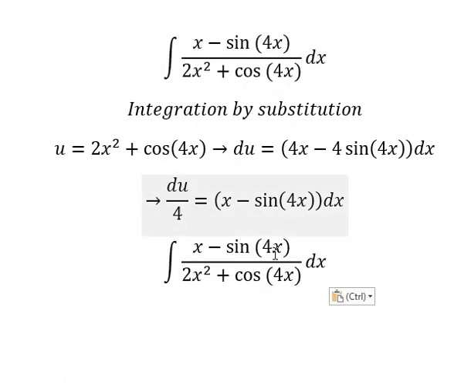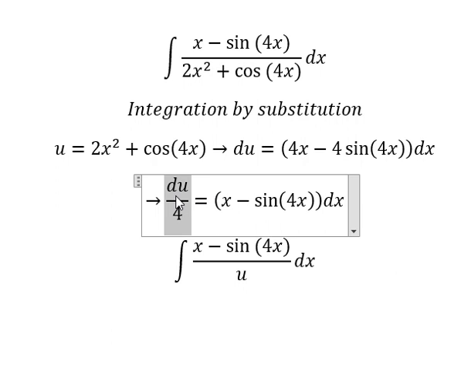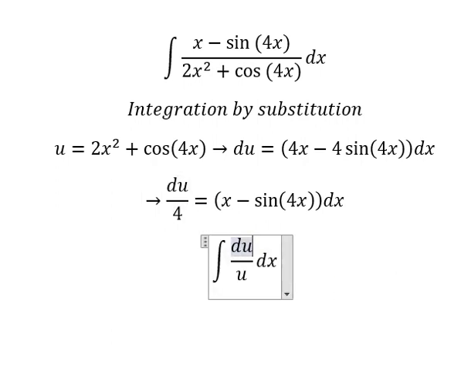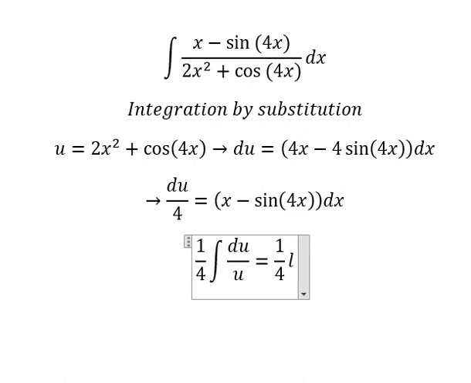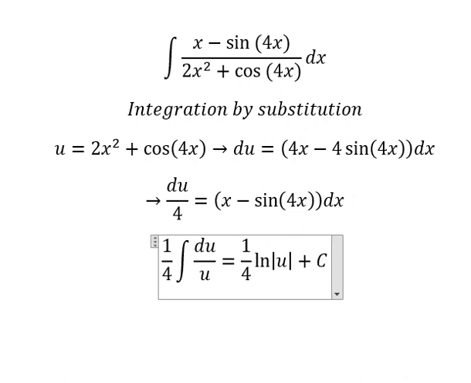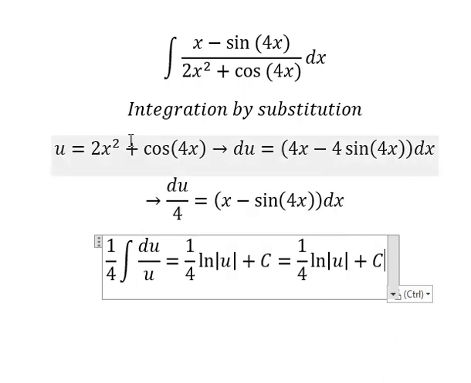Next, this one we change for u. S minus sine 4s ds we change for du over 4. So the integration of this one we have Ln of the absolute value of u, and I will put plus c. And u is this one.